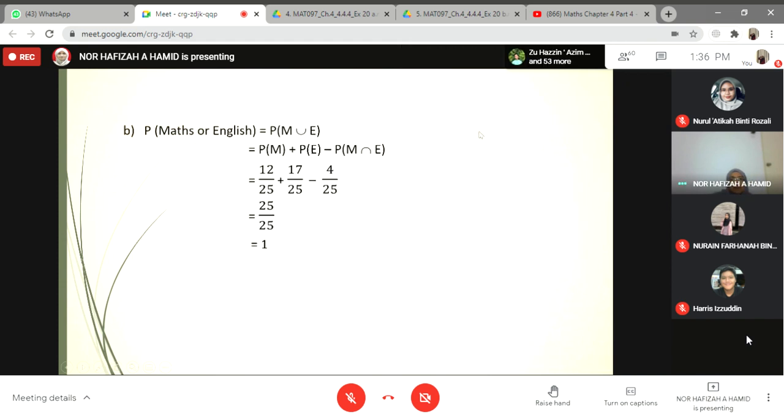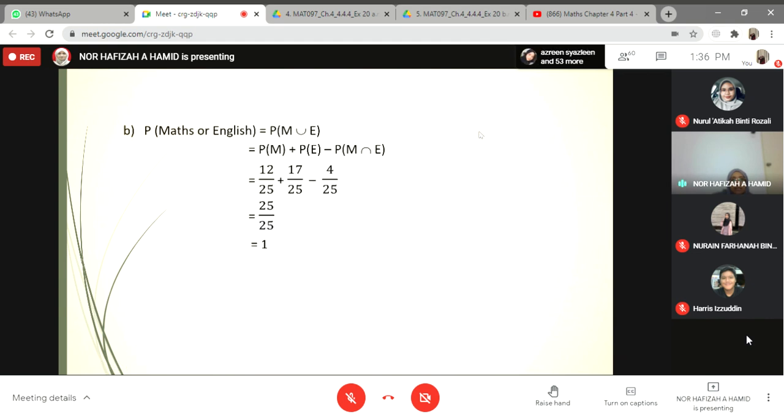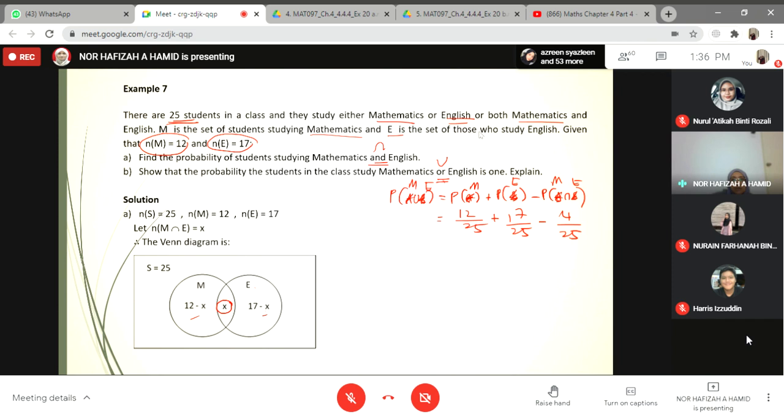So you nak show tadi kita nak show dia probability. So maknanya kau dapat equal to 1.